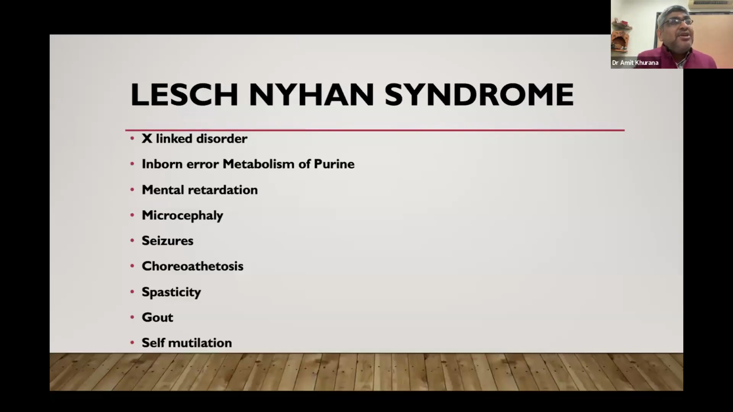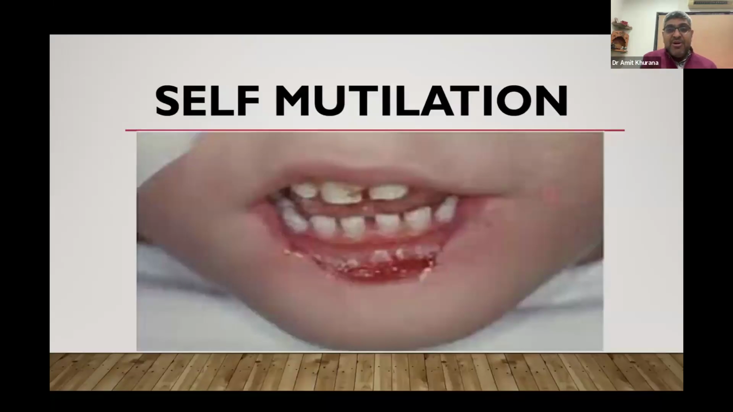But the most important feature which the child will tell you is about self-mutilation. When the patient comes to you with self-mutilation, you will diagnose this condition very clear-cut: you are suffering from Lesch-Nyhan syndrome. And this is how it looks, self-mutilation. The child bites its own lips. The child will bite its own nails, own fingers.